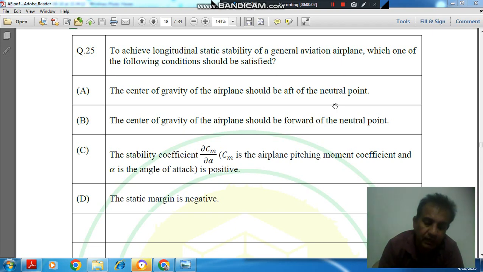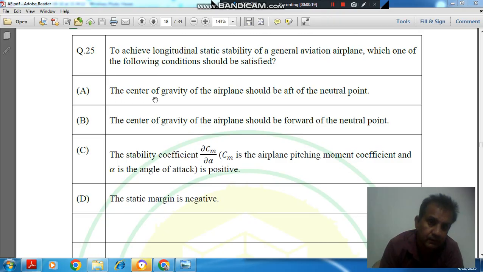Hello, welcome again. We are solving the GATE 2025 Aerospace Engineering paper. Question number 25: to achieve longitudinal static stability of a general aviation airplane, which one of the following conditions should be satisfied?